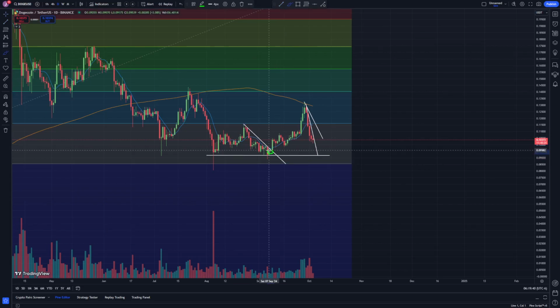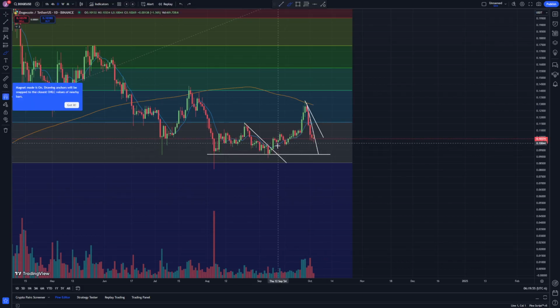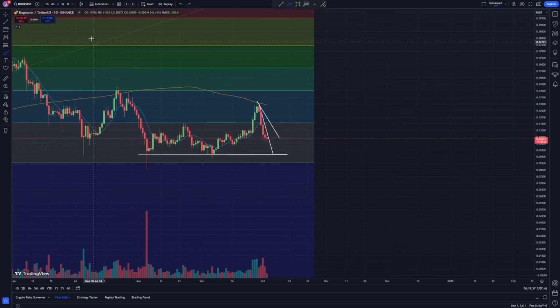Once we break these trends going to the upside, then we can buy, ride the uptrend to the upside, and then follow that uptrend. And then once we break it, then we can sell and try to do it all over again. So that's kind of the strategy here.